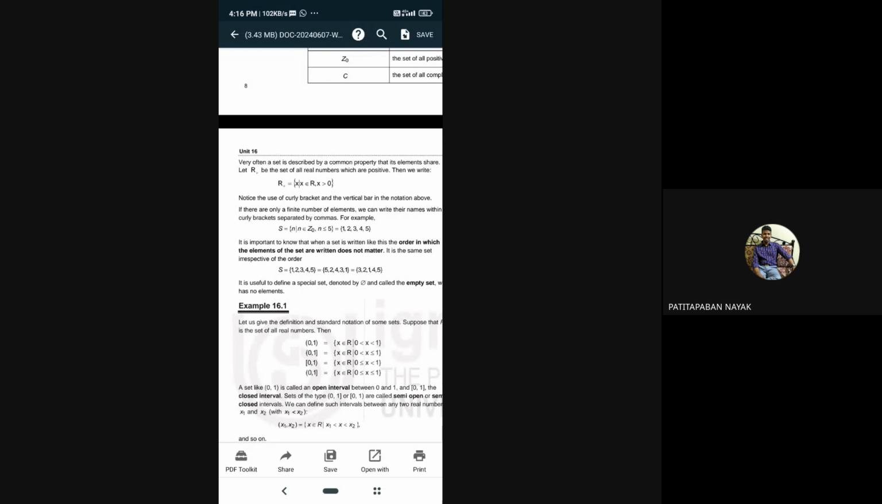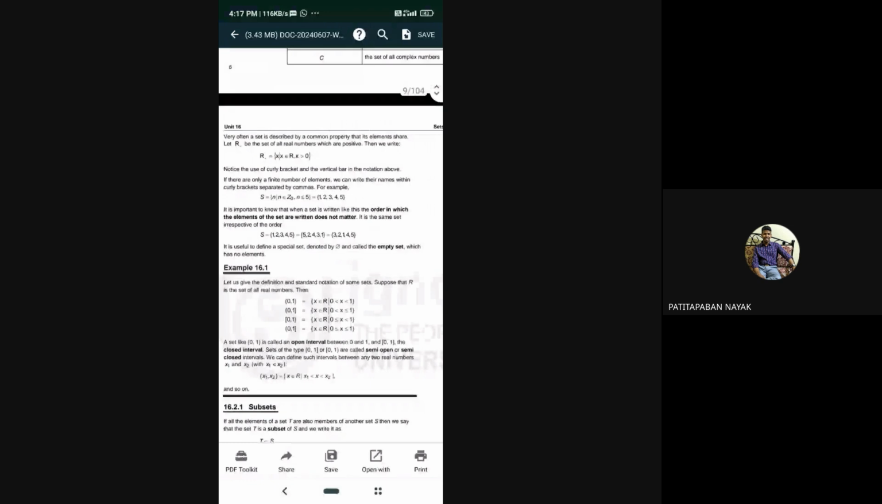So phi is the representation of the empty set, which has no elements. Here is an example; you can go through it and get an idea of how open, semi-open and semi-closed intervals can be written. See example 16.1, page 9.